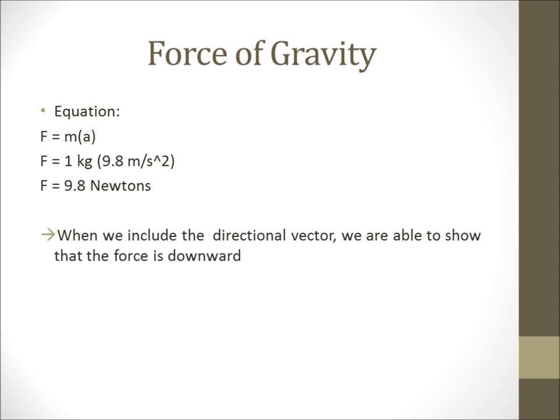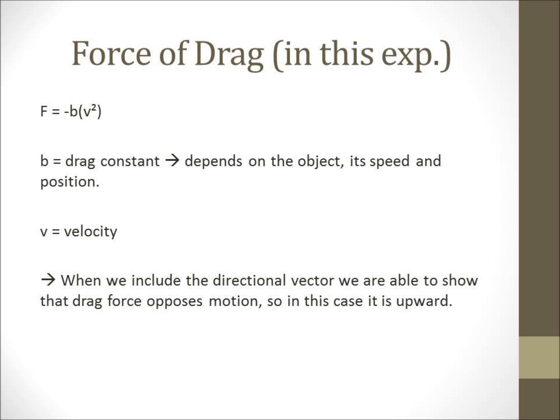Force of gravity is derived by the equation F is equal to mass times acceleration. In this case, the mass is 1 kilogram and the acceleration is 9.8 meters per second squared, and therefore the force is 9.8 newtons in the downward direction. The force of drag is minus b times velocity squared. b is the drag constant and depends on the object, its speed, and its position. Drag force opposes motion, so in this case it is upward.